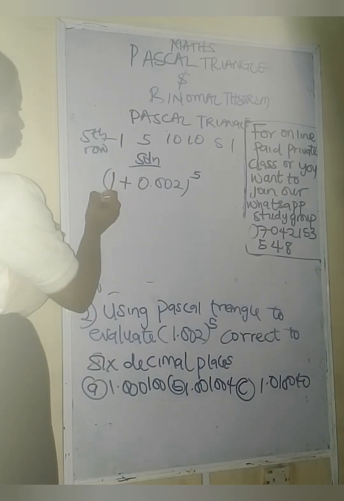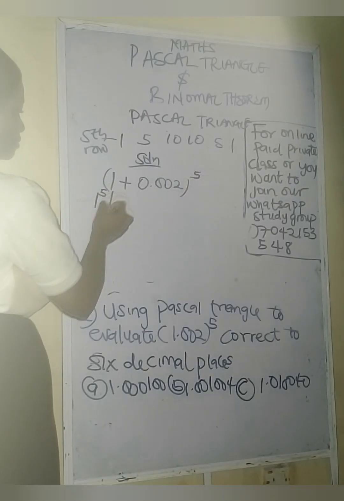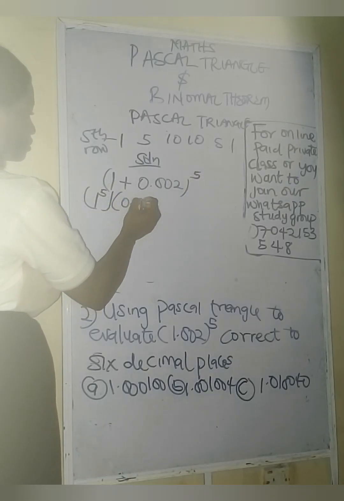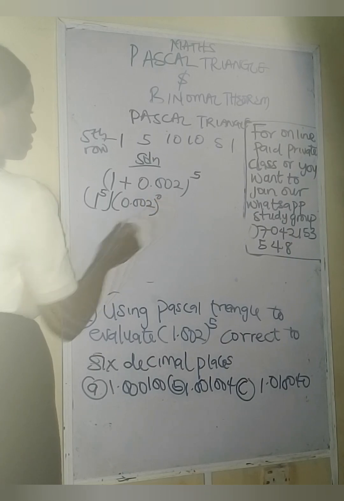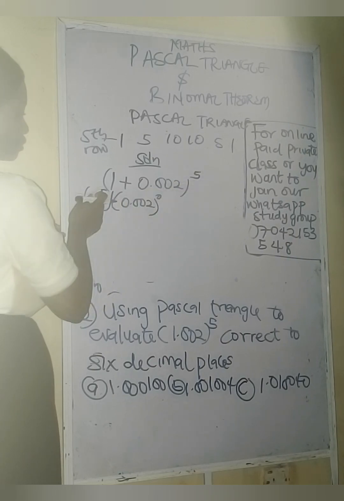So that will be what? 1 raised to power 5. To start with, 1 raised to power 5, followed by 0.002 raised to power 0. So this one will be what? Increasing, this one will be reducing.